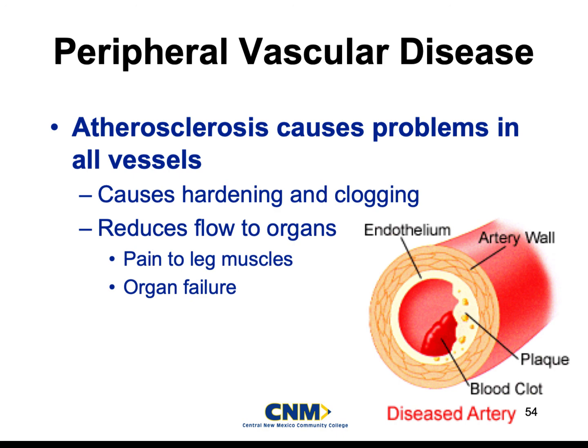Okay, so peripheral vascular disease is due to a buildup of atherosclerosis, which causes problems in every vessel in our body, but specifically the smaller ones, which are usually found in our peripheries. Because it's causing that hardening and clogging, it reduces the blood flow to the actual organs. So you usually get pain in the leg muscles, and this could also lead to multi-system organ failure.